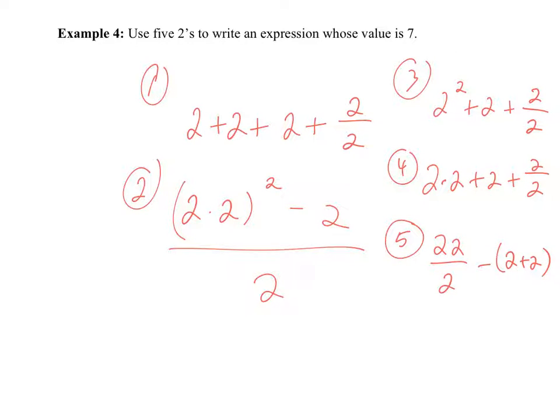Or, you know what I mean? I just assumed what I said. See, Regina said, can I use 22? I said, yeah, sure, try it. 1, 2, 3, 4, 5, then. This is 11 minus 4, which is 7. That works also. Do you get the idea of what I'm saying here?